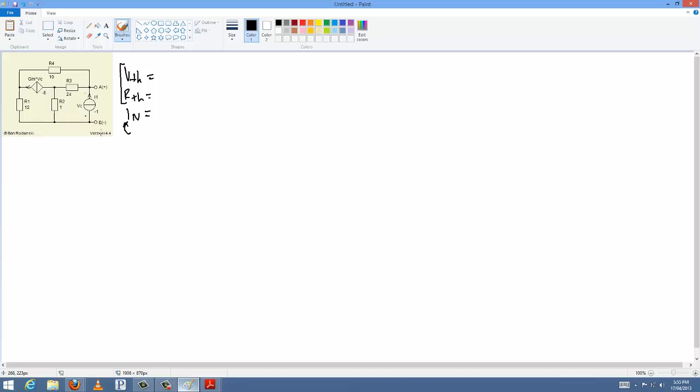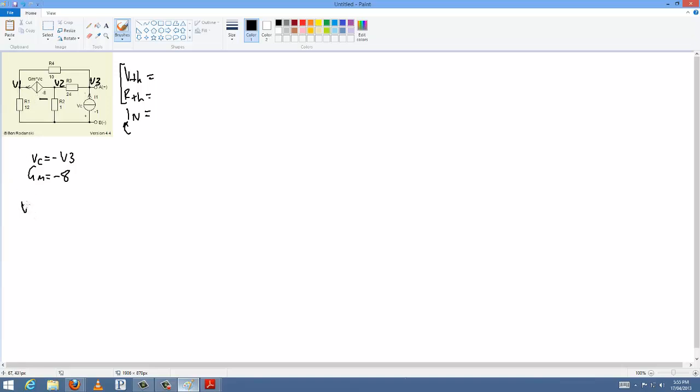First way to start here is to define your values for GM and VC. For VC, if we label these V3, V2, and V1, VC will just be negative V3. And GM value is just this one here, so it's negative 8. From here, we just do nodal, nice and easy.